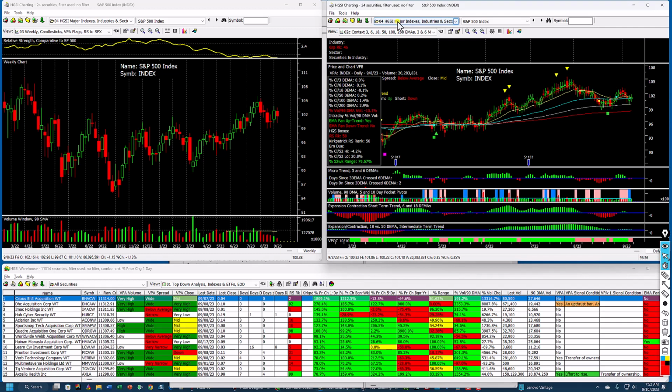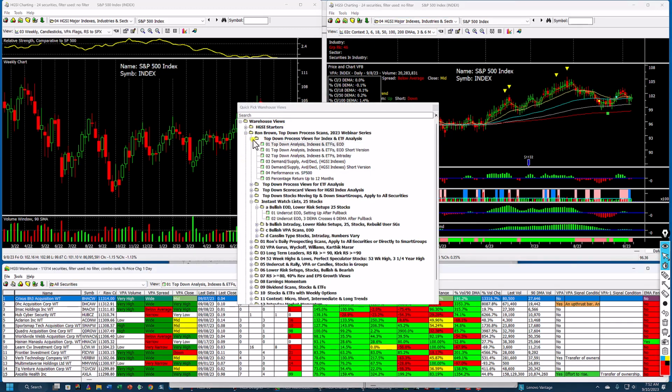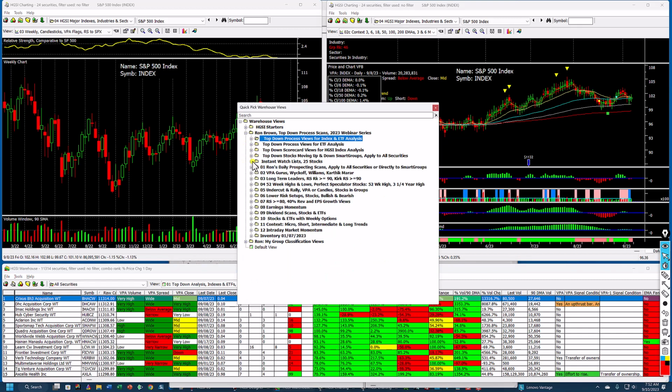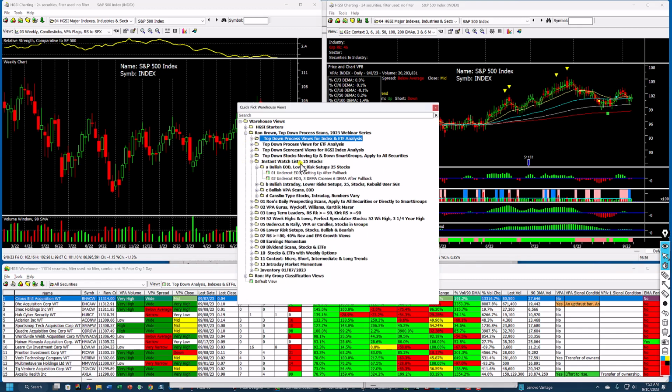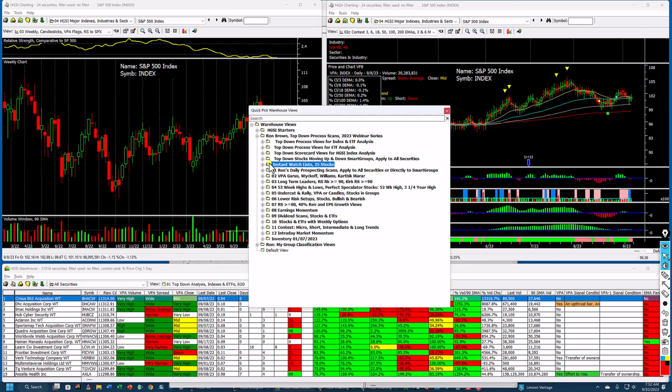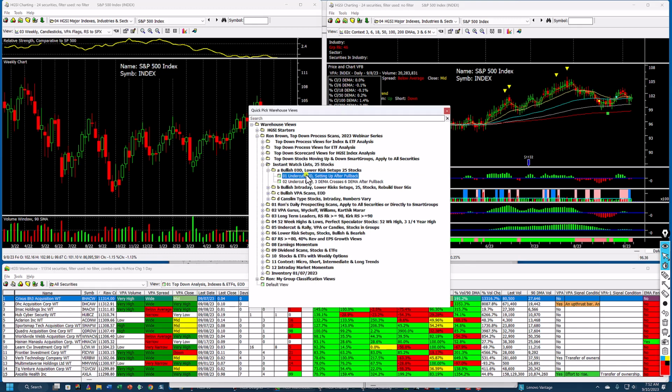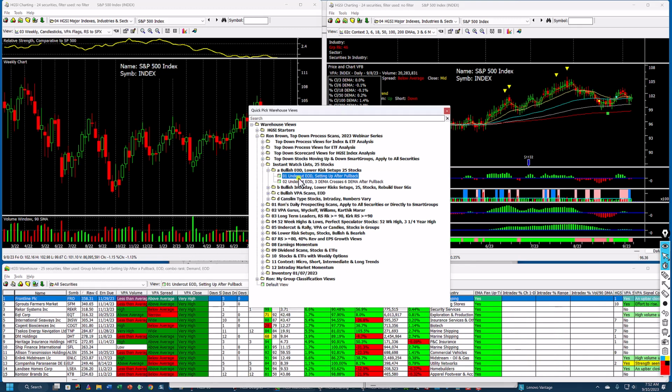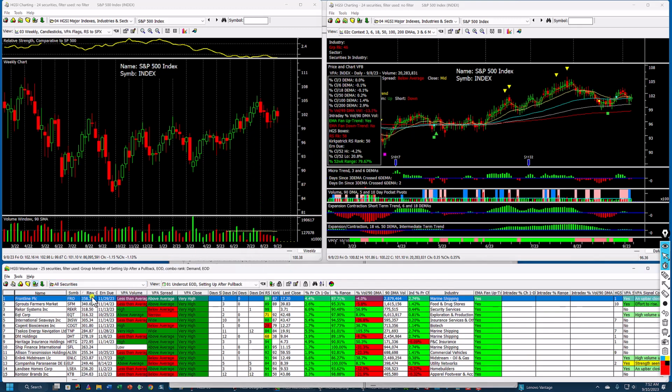This is a chart I use the most, and I'm going to bring up the quick pick here, and I put these in here for the webinar I just did. Instant watch list. You don't want to spend all day looking for stocks. It's a waste of energy, and you'll find it very hard to make a decision. So I'm going to go in here, instant watch list 25 stocks. Now I'm going to click on undercut end of day setting up after pullback. What do I mean by that?